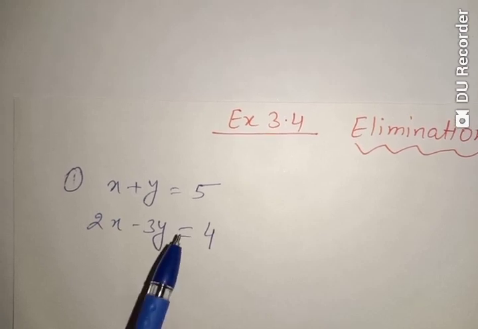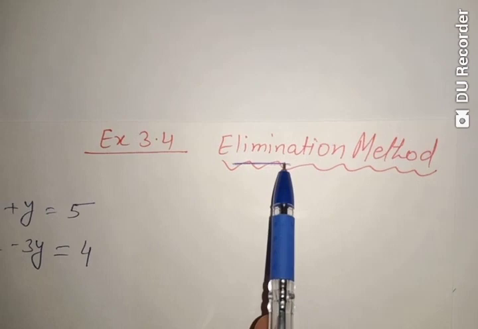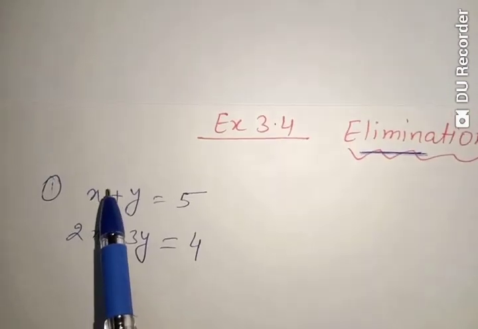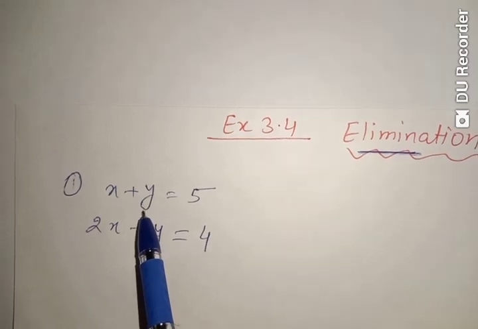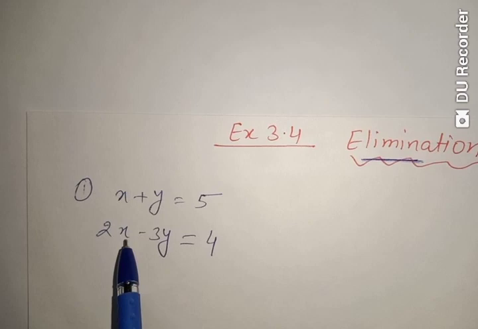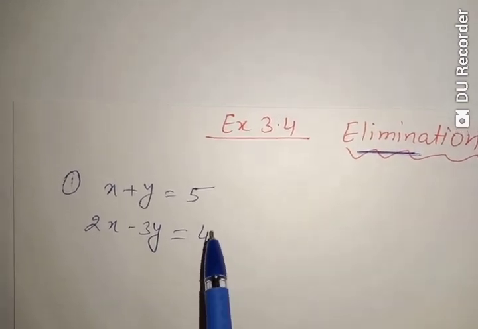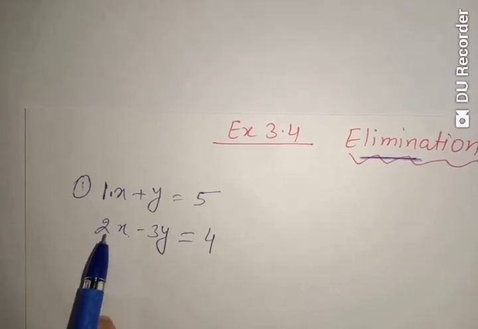In this method, the meaning of the word eliminate is that we will eliminate one variable, and then we will make the equation in one variable and we can easily solve it. So how can we eliminate one variable? There is a method I am going to tell you. Just see, its coefficient is 1, its coefficient is 2.